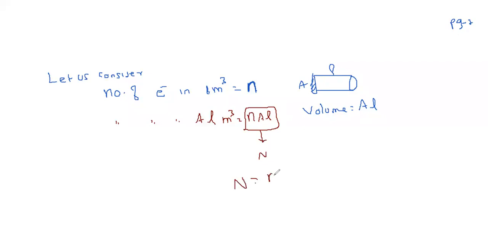Therefore capital N is equal to what? nAL. So 1 meter cube has n electrons, 2 meter cube has 2n electrons, 3 meter cube has 3n electrons. In the same way, AL meter cube has nAL electrons. I call nAL as capital N. So what is capital N? The total number of electrons in a wire. How many electrons are there in total in a wire? Now we have three equations. First equation, F vector is equal to Q into Vd cross B.